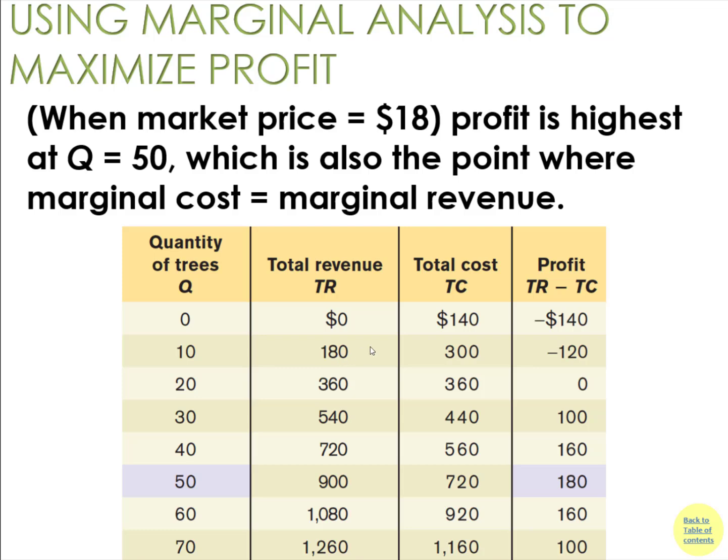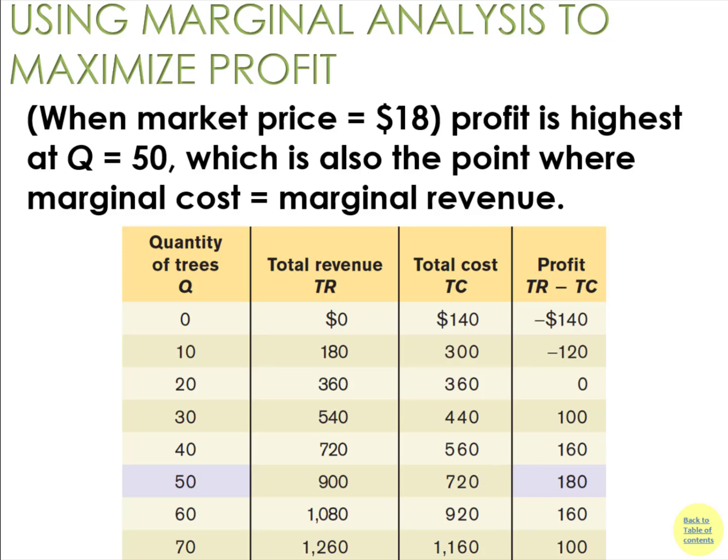And obviously cost is going to rise as you produce more as well. So there's one highest profit point. If we subtract total cost from total revenue, we find that that highest profit point is at a quantity of 50. And there's another magic thing about that quantity of 50. It happens to be the point where marginal revenue crosses marginal cost. The additional revenue from selling another tree, $18, is going to equal the additional cost of producing one more tree.